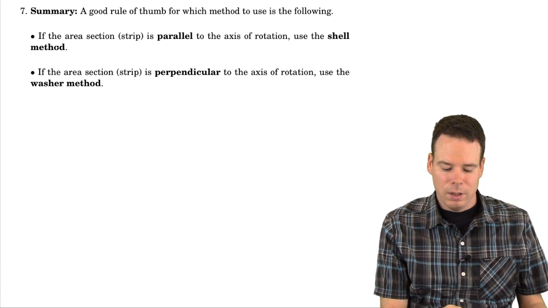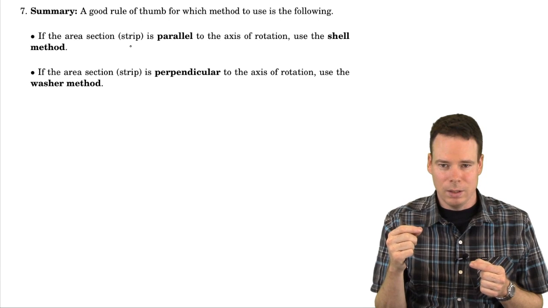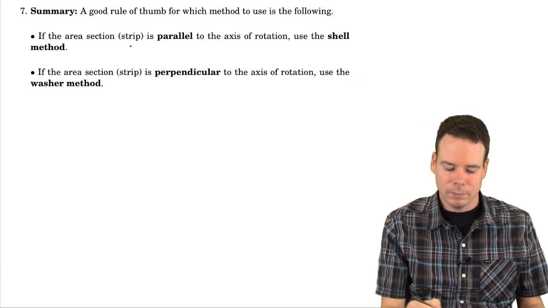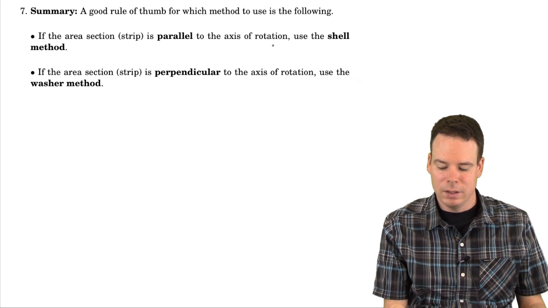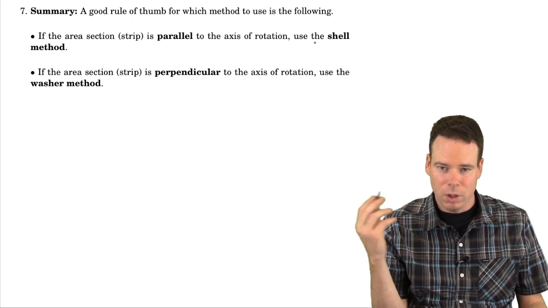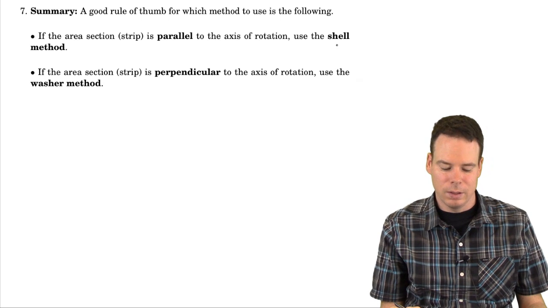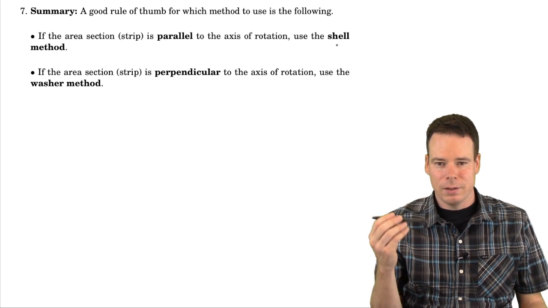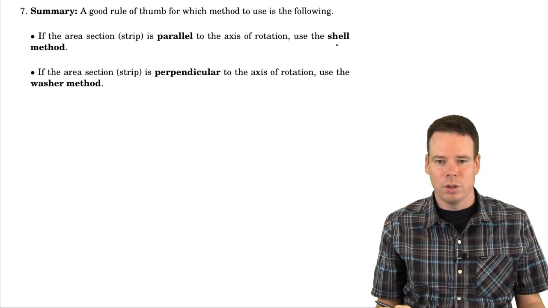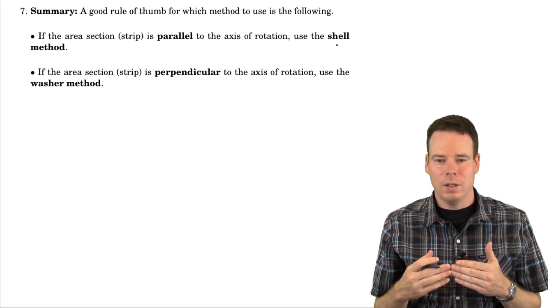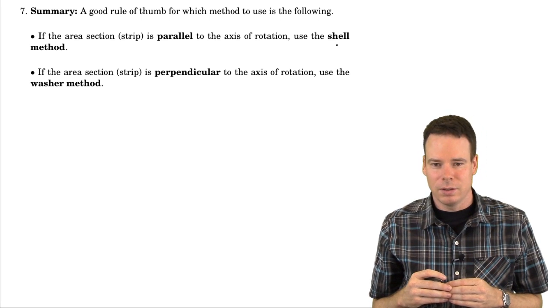If the strip that you've taken, the little line segment, because you can work out its length and its position in terms of the variable that you want, is parallel to the axis of rotation, when you revolve it, it's going to make a shell. So that uses the method of cylindrical shells. If it's perpendicular to the axis of rotation, then it creates a washer, so it's the washer method you're going to use. So you just want to look at the relationship between the line segment you've drawn and whether it's parallel or perpendicular to your axis of rotation.